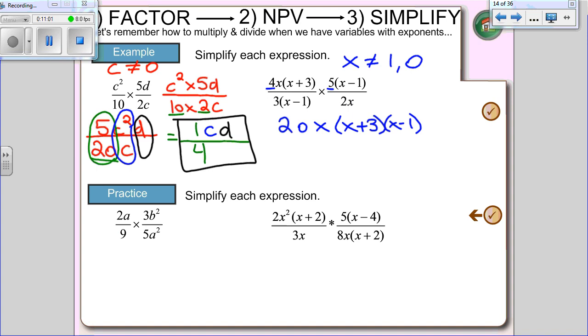Divide by, and across the bottom, I'm going to do the same thing. I'm only going to multiply coefficients together. So the 2 and the 3 will go together to become 6. And then x minus 1. The order doesn't matter. So if you put 6 times x minus 1 times x, it's the same thing.